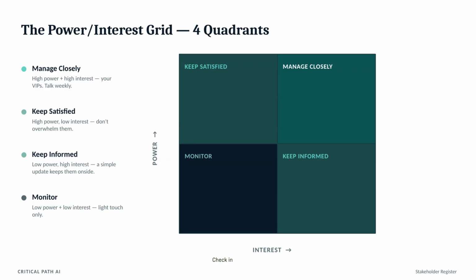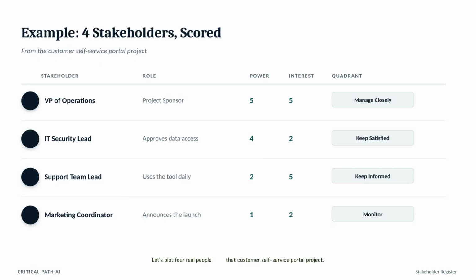Check in occasionally. Let's plot 4 real people from that customer self-service portal project. The VP of operations, power 5, interest 5. Manage closely. The IT security lead, power 4, interest 2. Keep satisfied. The support team lead, power 2, interest 5. Keep informed. The marketing coordinator, power 1, interest 2.